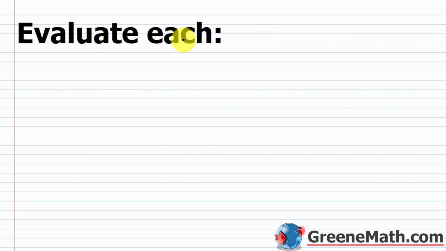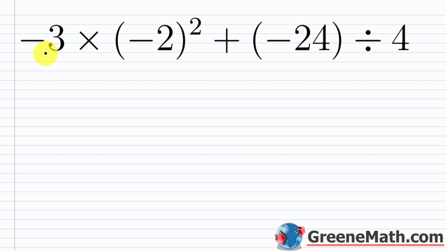So we want to evaluate each. All right, so let's take a look at the first problem. We have -3 times, then you have -2, and notice this -2 is wrapped, and this is being squared, and then plus you have -24, and then divided by 4. So what is the highest priority? Again, we start with parentheses. The only parentheses we have would be this guy right here, which is wrapping this -2, and this guy right here, which is wrapping the -24. So there's nothing to really do there with parentheses. Then we move on to exponent operations. So do we have anything with an exponent? Yeah, we have this -2 that's being squared.